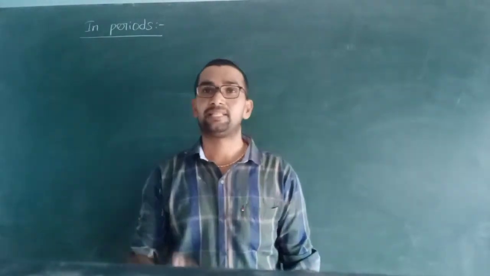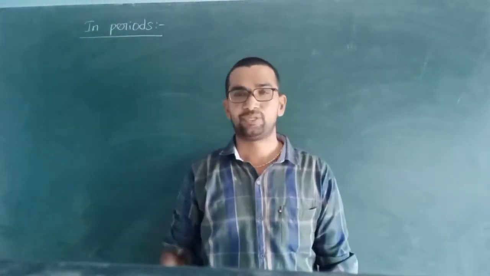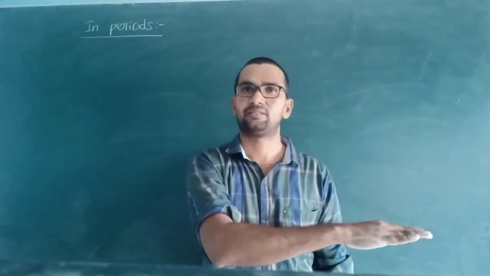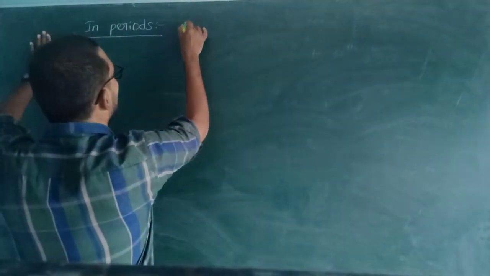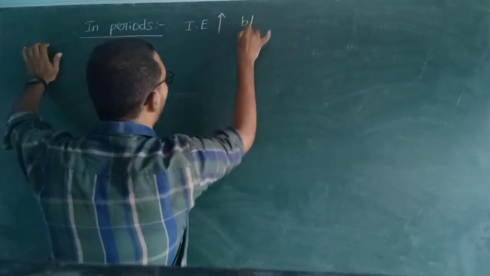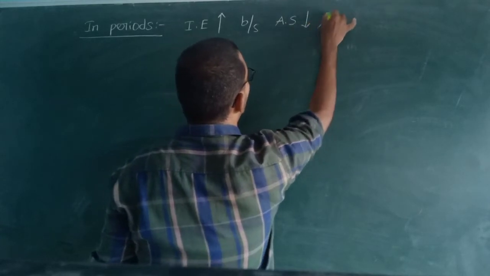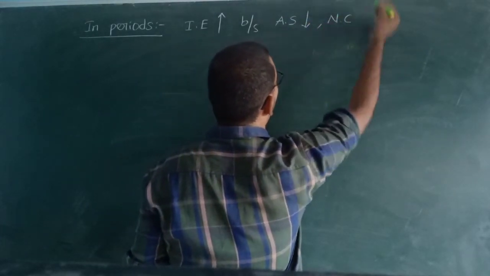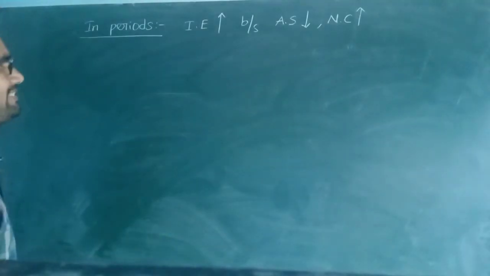Next one, in periods. In periods, atomic size decreases from left to right. If size decreases, more energy is required, so ionization energy increases. Why? Because as atomic size decreases, nuclear attraction increases. This is the reason. But here also exceptional conditions are there.